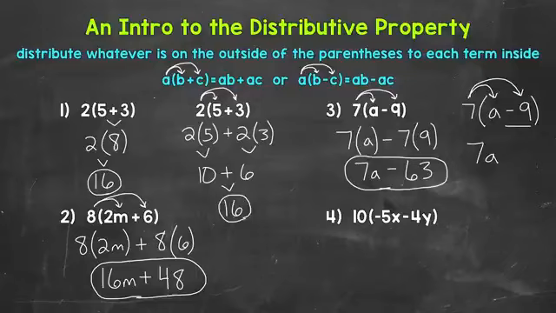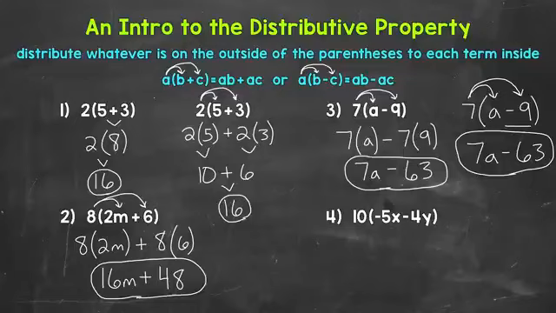7 times negative 9 is negative 63. And we get 7a minus 63 that way as well. And again, that's just a different way to think through it. You get the same thing either way, but you can include the sign in front of the term and think of that as a negative 9. So something to keep in mind.